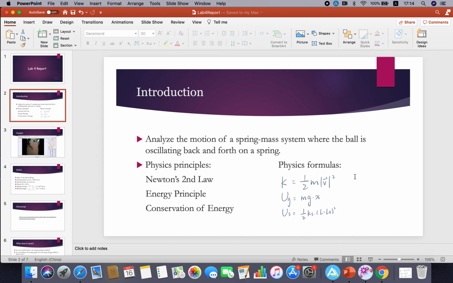The kinetic energy equals 1/2 times m v squared. The gravitational potential energy equals the gravity force times the displacement. And the spring potential energy equals 1/2 times ks times the square of L minus L0.